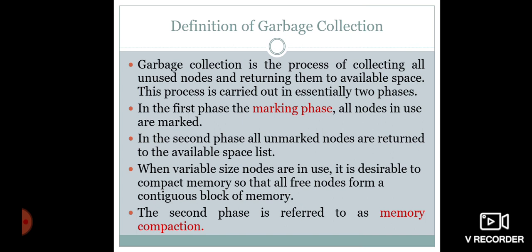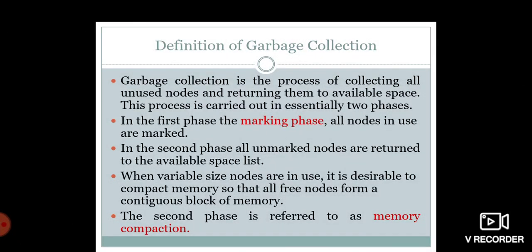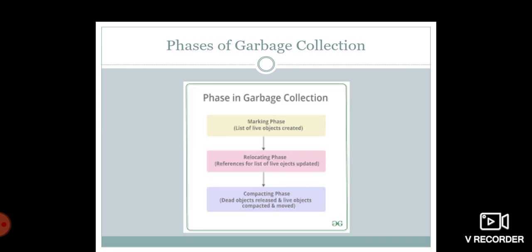There are two phases in marking. If the request is of a variable size, then there is the need for compacting memory. You keep all the used nodes separately and all your free nodes separately. This is called contiguous. Contiguous means all free spaces will be together and all used spaces will be together, so that if the memory request is varying, you can accommodate it in the contiguous free memory location. The second phase is called memory compaction.